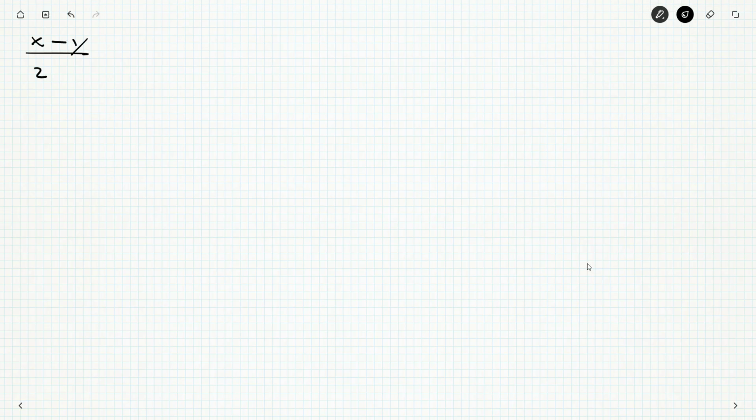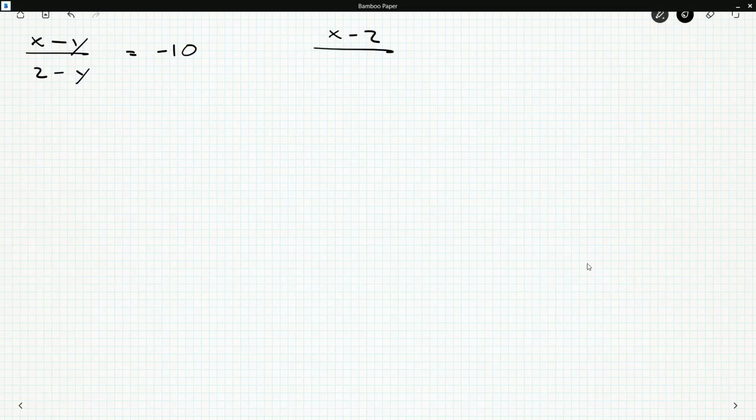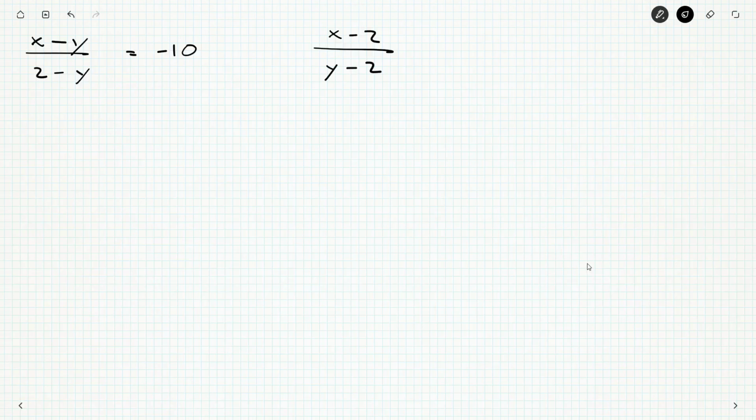So x minus y, z minus y, and that's equal to negative 10. And then we want x minus z, and then, is it y minus z? I feel like it's y minus z. Yeah, y minus z. So that's the goal. Now notice that we've got a z minus y here. So I could say something like x minus y over y minus z. I'm just multiplying this by negative 1, and I get 10.